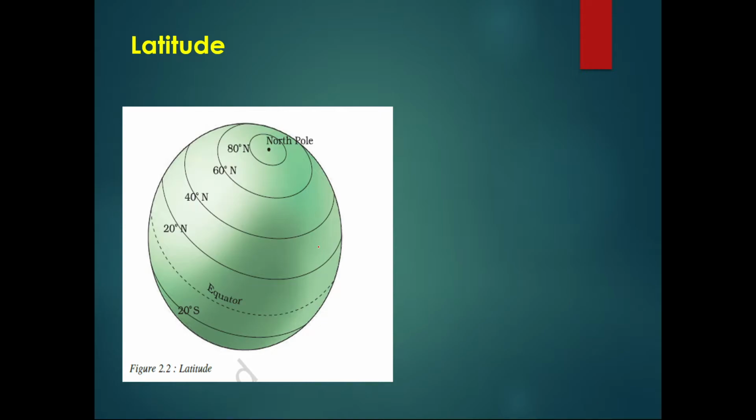Latitudes are parallel lines, parallel to the circular line which circumnavigates the earth. If this is our earth, then circular lines like this, like this, like this, and this are the parallels of latitude. We also see here that if we traverse from here to here, this traversal is 90 degrees. Similarly, from here to here, this is also 90 degrees.